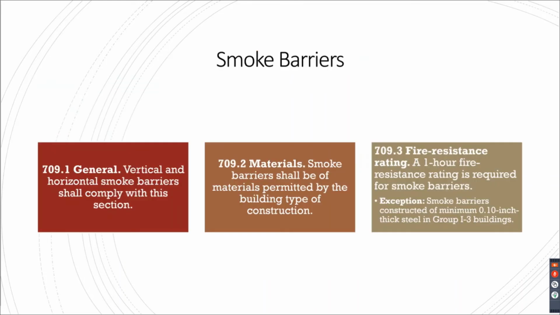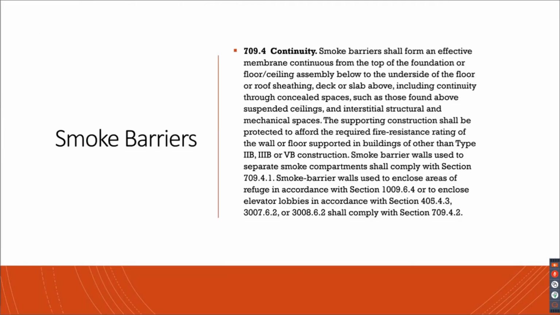The general section for smoke barriers, vertical and horizontal smoke barriers shall comply with this section, of course. What materials can they be, and whatever is required for that type of construction. And then what does it have to be rated as? 1 hour fire resistance rated is required for smoke barriers. And there's an exception for I3. We don't do I3s, we do I2s. That exception's not ours.